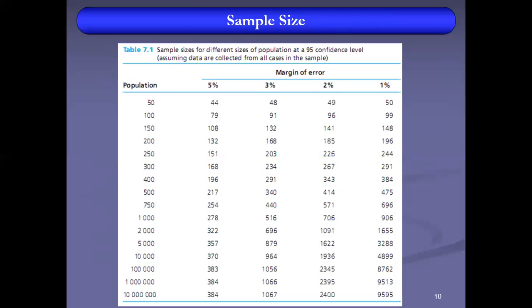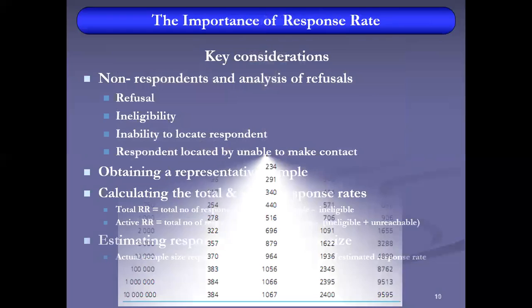If we have a total population of 1000 and the margin of error is 5%, then a sample size of 278 is enough. If we have a margin of error of 1% and the population is 1000, then we have to select 906 people. So this table is a guide for how large the sample size should be.